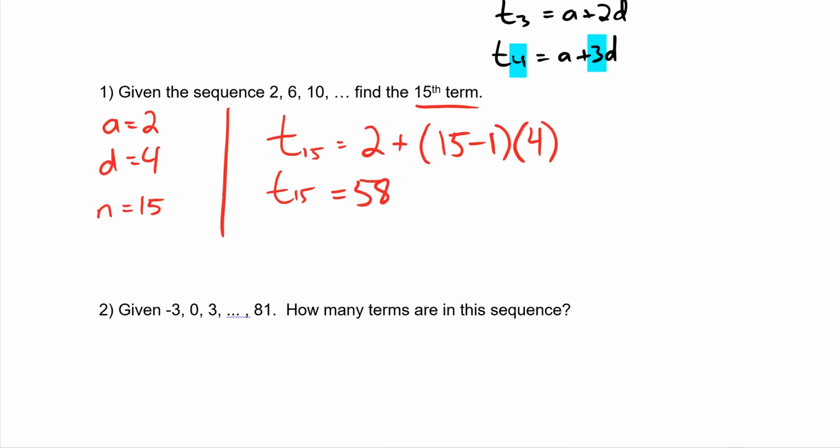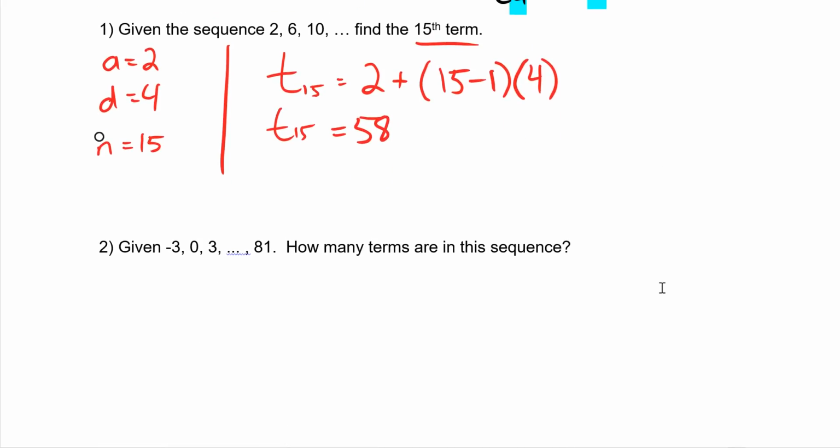Now, other sorts of questions that we may find. Given this sequence, negative 3, 0, 3, and then dot, dot, dot, that means that the sequence is continuing, but then we have 81. That means we are finishing at 81. How many terms are in this sequence? Now we know that the first term, a, is negative 3. I can figure out by looking at it that the common difference is 3. We're adding 3 each time.